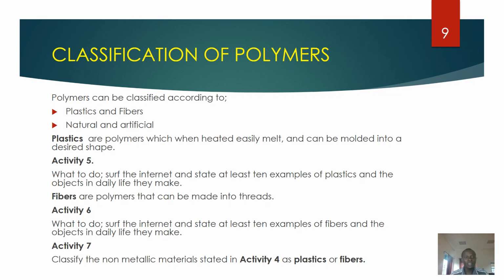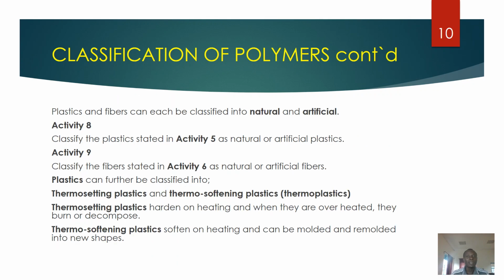Fibers are polymers that can be made into threads. For example, cotton can be made into threads, and then you use it for making clothes. You will do for me activity number 6 about fibers, and then you also do for me activity number 7 about classifying polymers as to whether they are plastics or fibers.